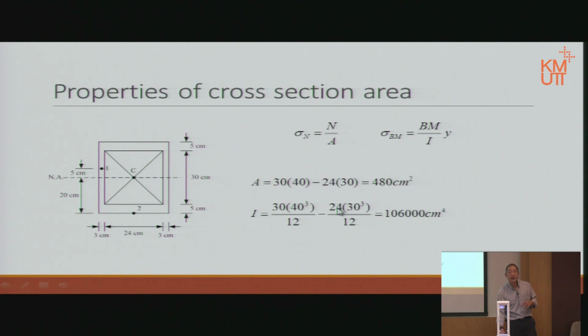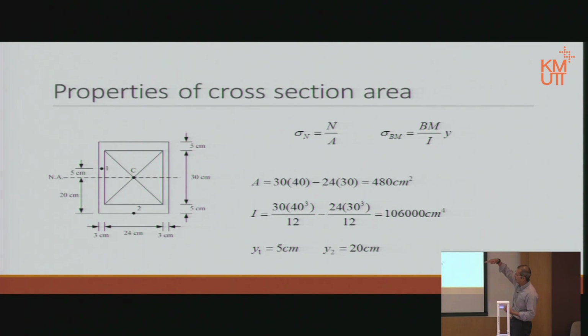That is the I of the hole, and then we calculate I simply by subtracting. So next, we know everything. The only thing left that we need for the calculation is y: y at point 1 and y at point 2. We just measure 90 degrees from the neutral axis. So y at point 1 is 5 centimeters, right?